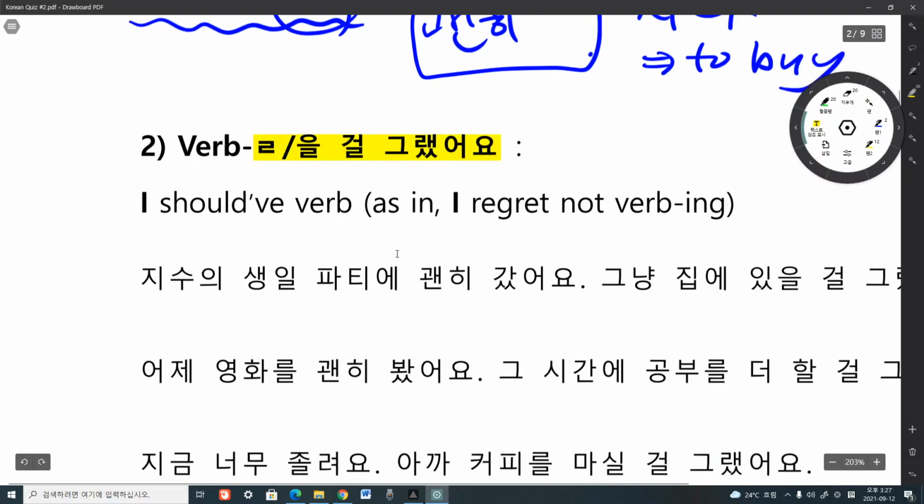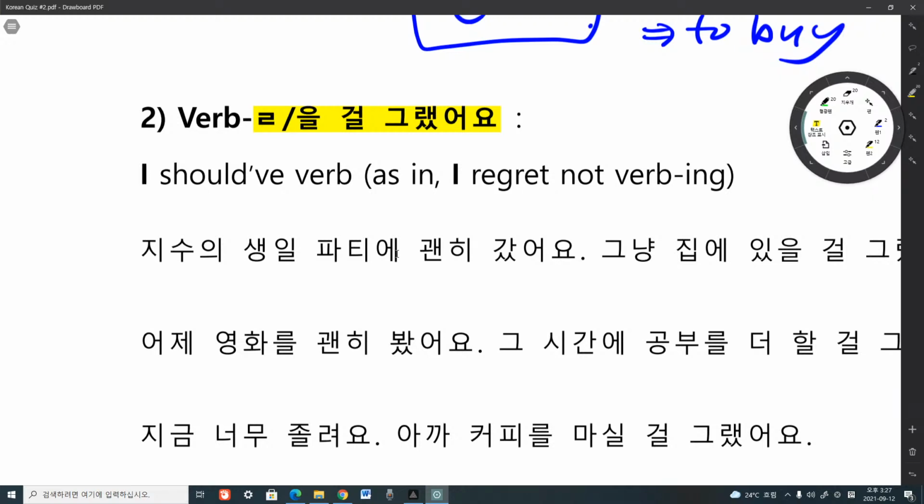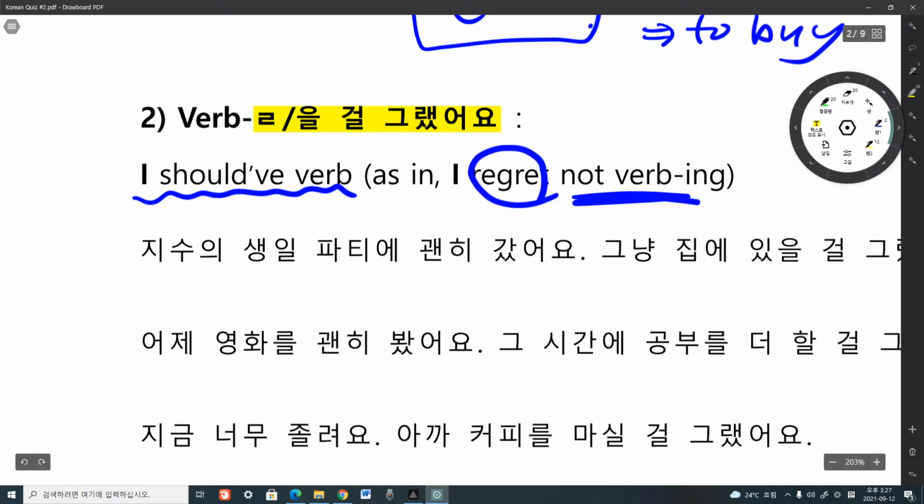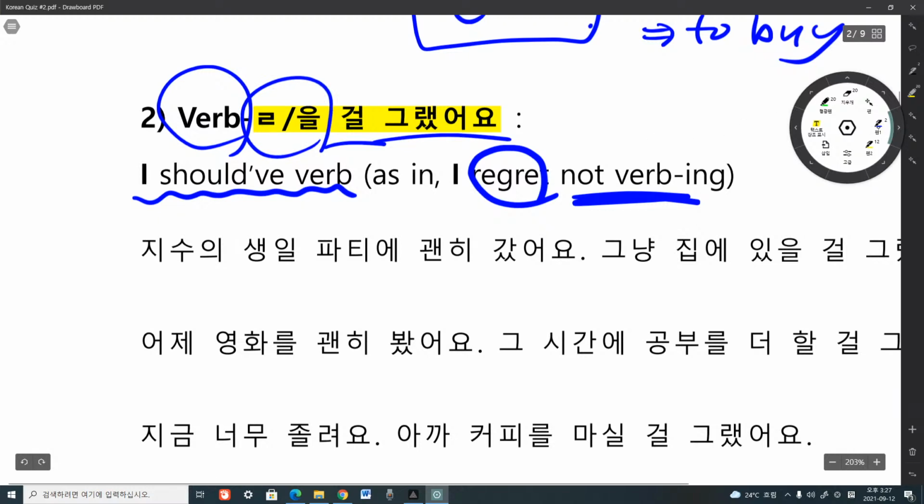할 걸 그랬어요. So, to translate this sentence in English, the closest one would be "I should have verbed." As in, you are expressing your regret about not doing something. It means I did not do that, and I regret it. Verb plus 할 걸 그랬어요. And the suffix here is 리을 받침, 을. 걸 그랬어요. 을 걸 그랬어요.